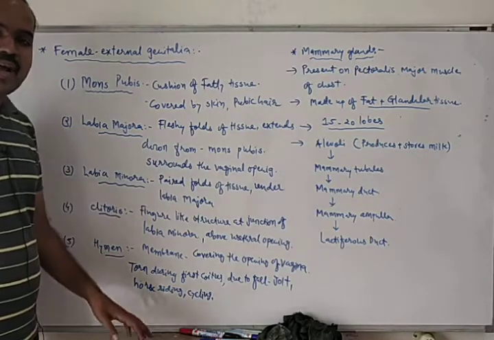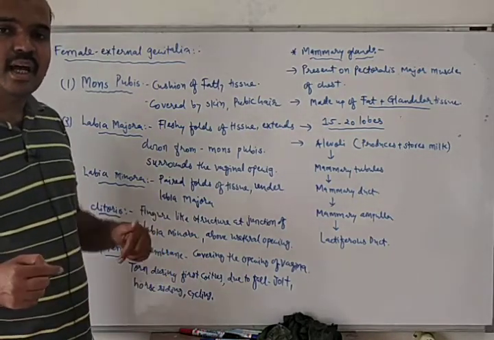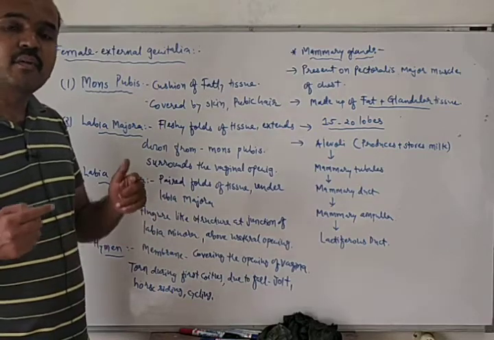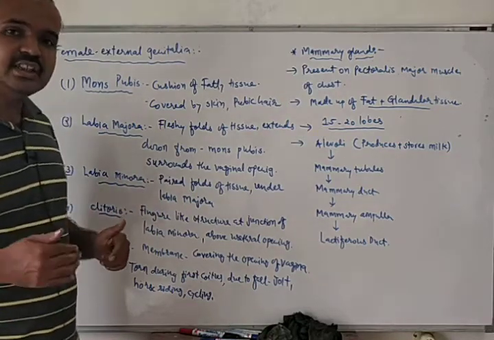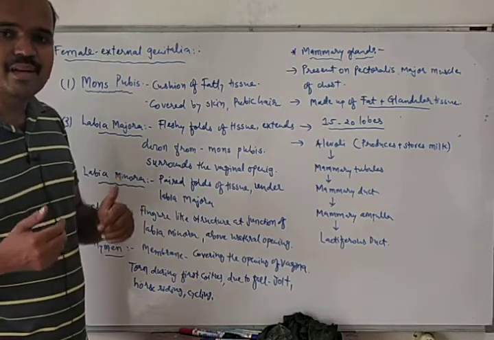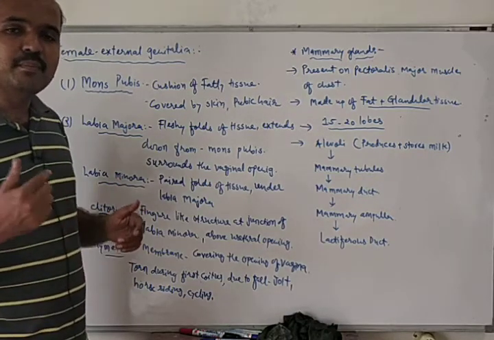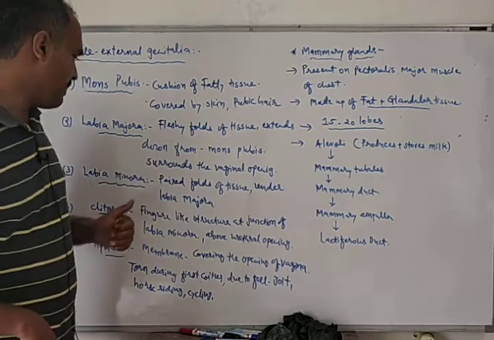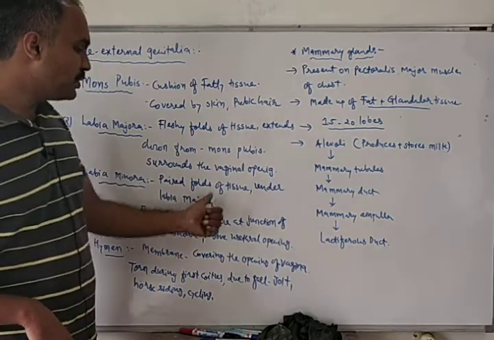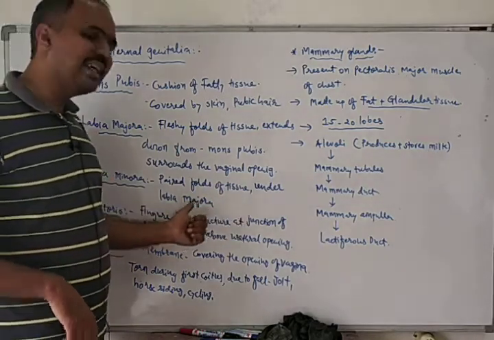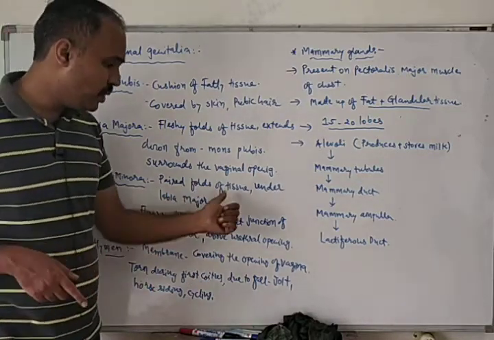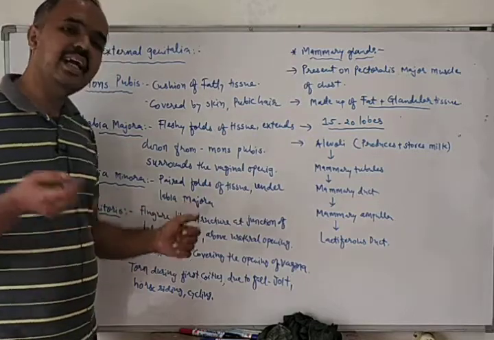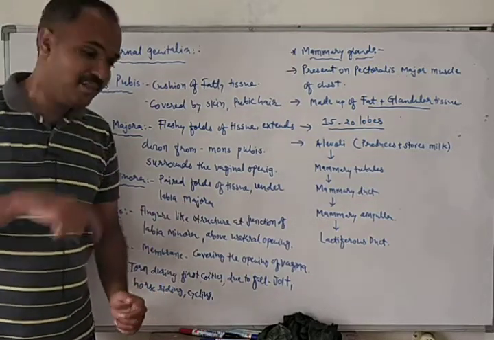Then comes labia minora. Under the labia majora, one pair of fleshy folds is there which is known as labia minora. So paired folds of tissue which are located under the labia majora are known as labia minora.